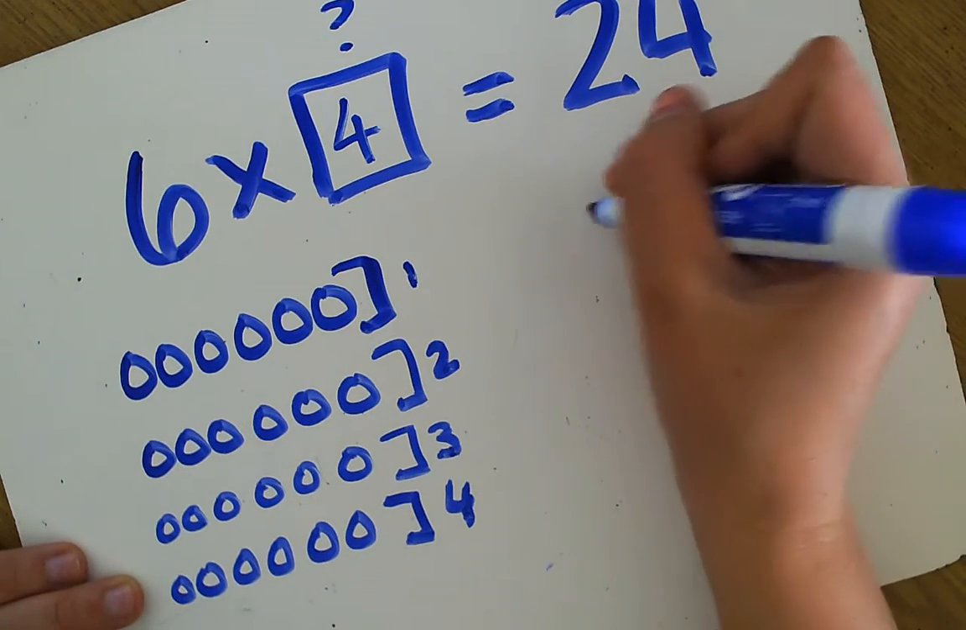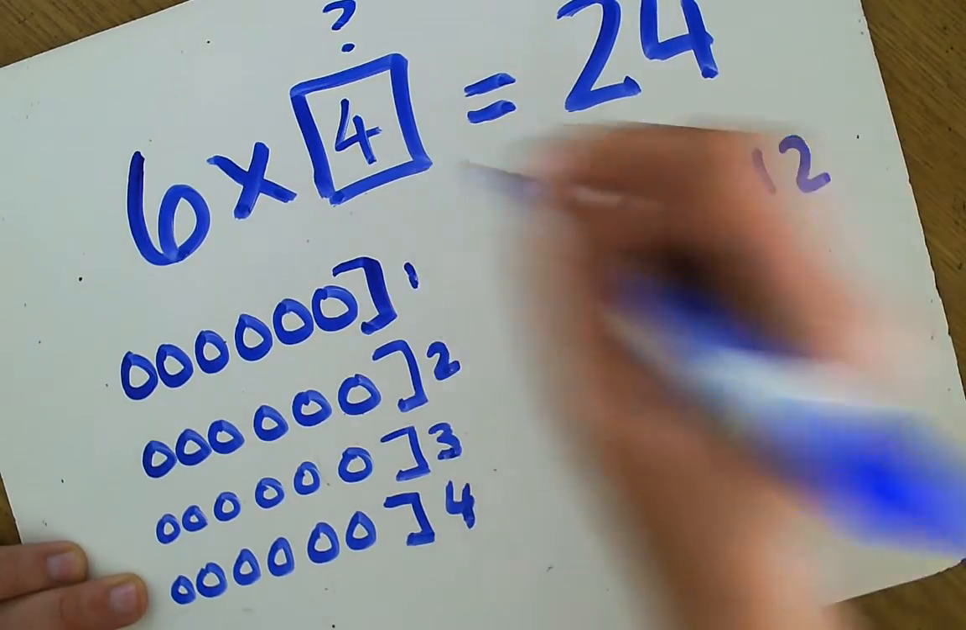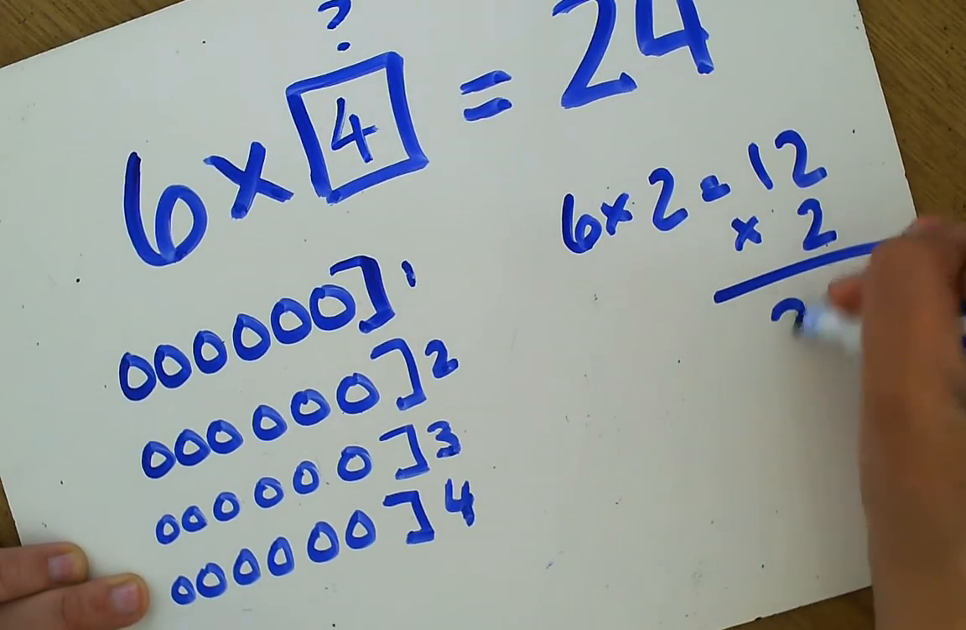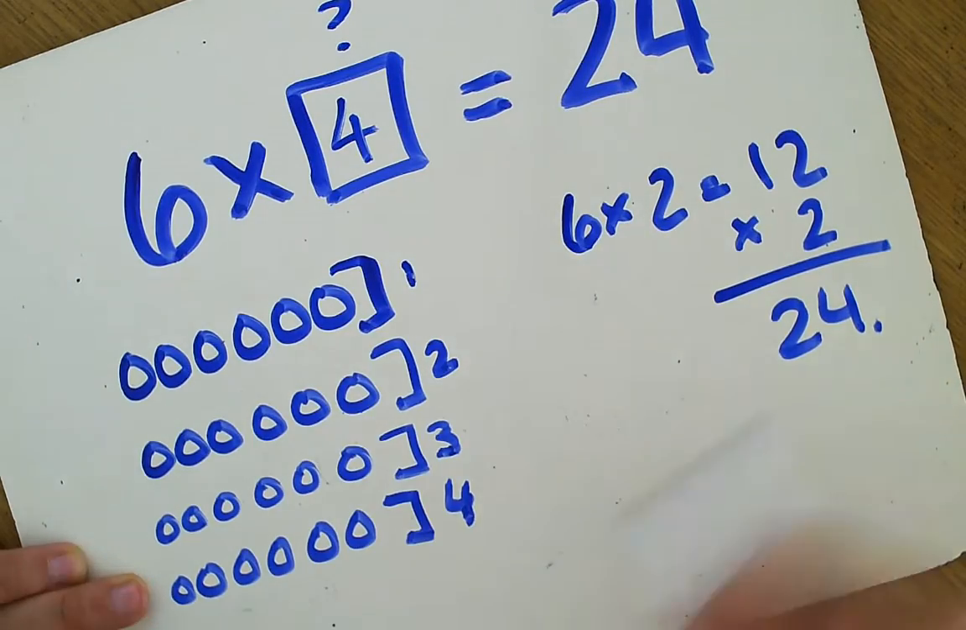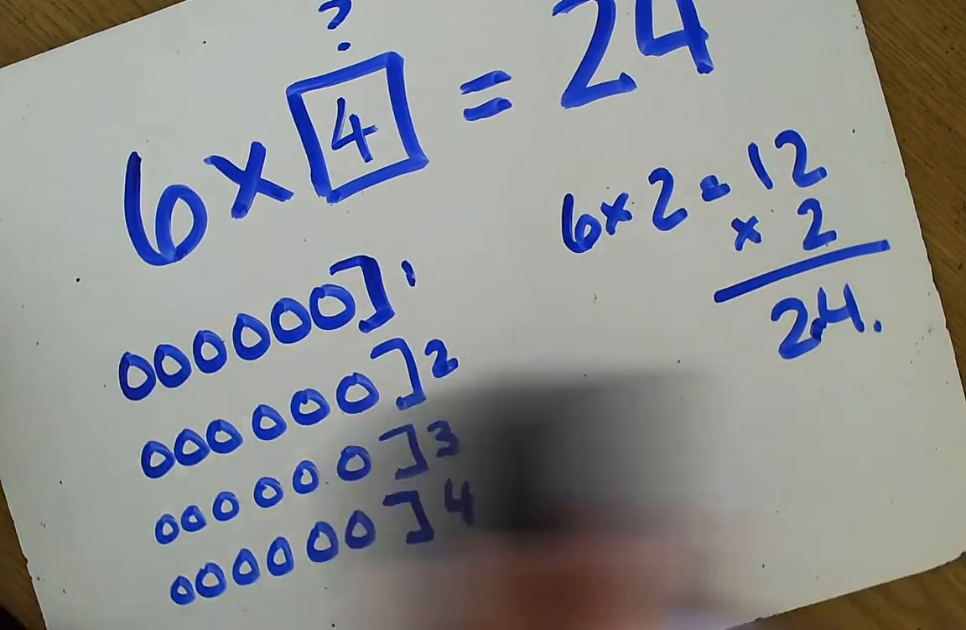It does. So we know that 6 times 2 equals 12, right? And 12 doubled is going to be the same as 6 times 4. So 24 fits in there perfectly.